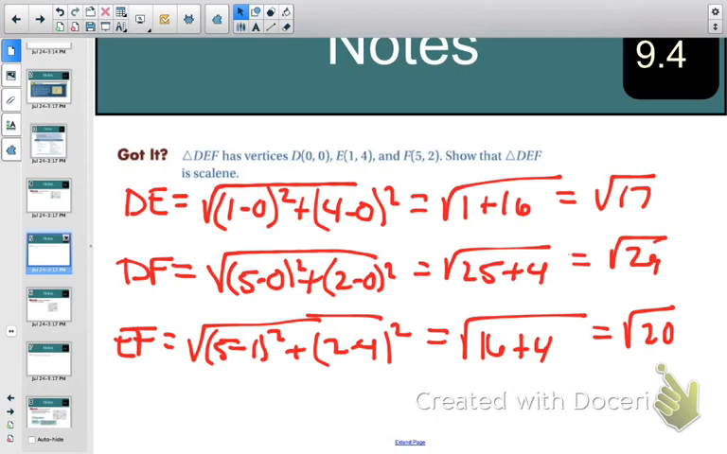Okay, so I didn't graph it, because you really don't need to here, but the distance between D and E, I plugged them all in, and I got square root of 17. DF is square root of 29, and then EF is square root of 20. I could have simplified those down into decimals, but it is not necessary because the square roots are all different. So I know that all the sides are different, and it is a scalene triangle.